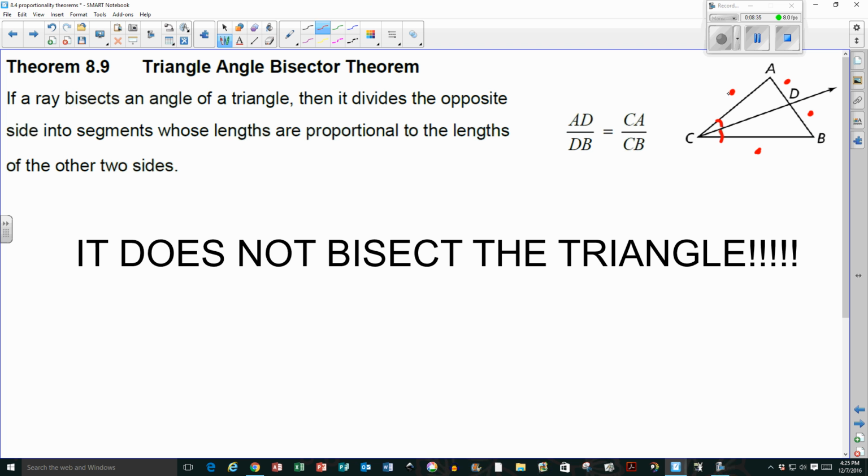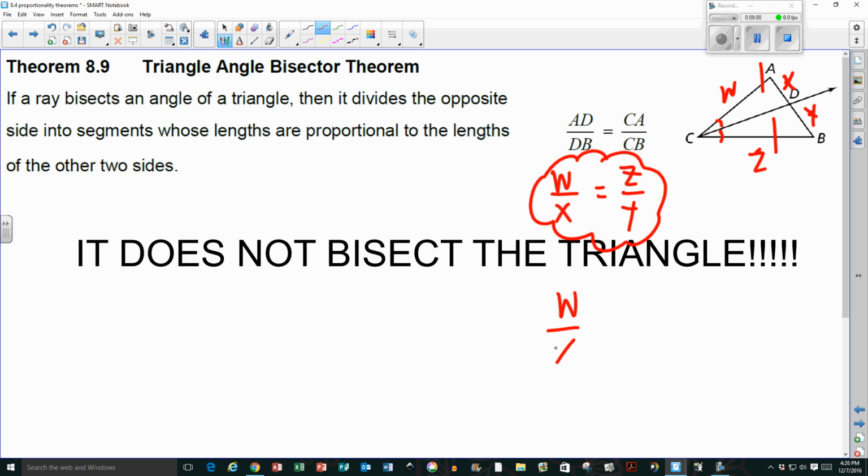I like to look at it as this. So let's call this W, X, Y, and Z. If I do little fraction bars like this, and even like this is still the same thing, I can do W over X equals Z over Y. So there's one way to set it up. Or I can do W over X, this over this, equals Z over Y. If you notice, you're still multiplying the same two pieces together. Nothing changed.